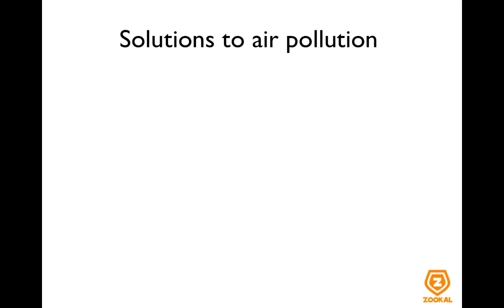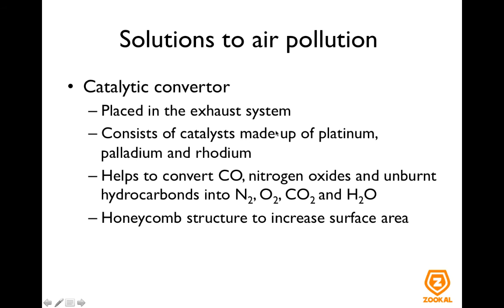So how do we stop air pollution? One solution is to use a catalytic converter, which is placed in the exhaust system of the car. It consists of catalysts made up of platinum, palladium, and rhodium, which will help to convert carbon monoxide, nitrogen oxides, and unburned hydrocarbons into nitrogen, oxygen, carbon dioxide, and water. The catalytic converter has a honeycomb structure, which helps to increase the surface area such that it can catalyze more reactions.